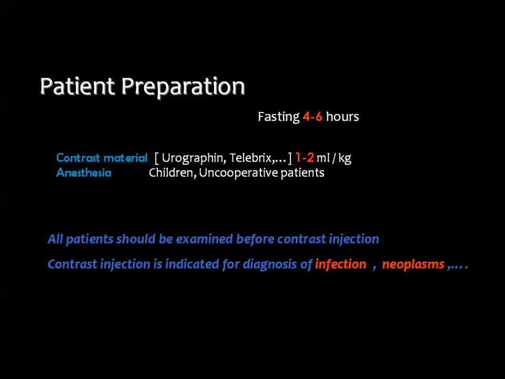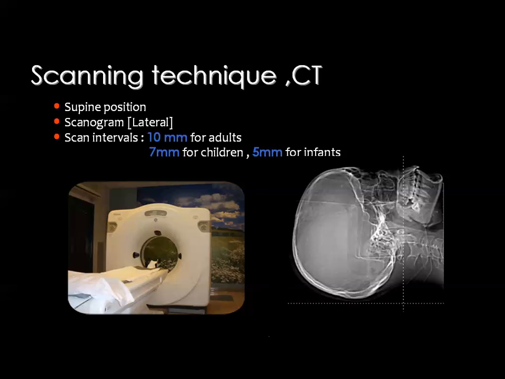Actually, we need to inject contrast whenever we are suspecting infection or neoplasms and some of the other conditions you actually know. Then, in order to scan the patient by CT, the patient lies on the CT machine in the supine position, and we should have a scanogram in the lateral view. Using this scanogram as a scout to align the sections we are going to have in the brain, we usually have the sections starting from the skull base, going upward till the vertex, and we usually align the scanning plane to the orbitomeatal line.